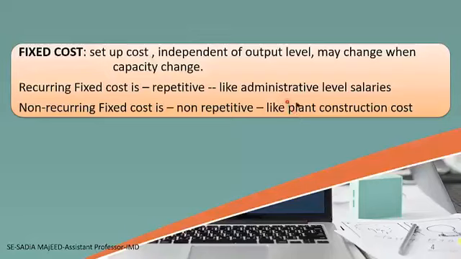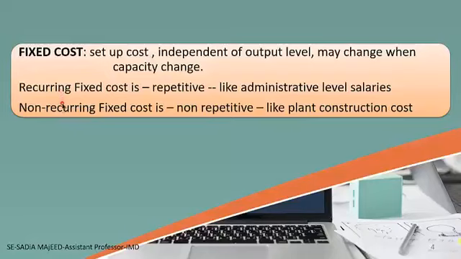Otherwise, once you construct a plant, you can easily change its capacity by installing new units on your machineries, and you can change the output level easily. You do not have to construct the whole plant again. That means the plant construction cost is the non-recurring cost, that is a one-time cost you have to pay.